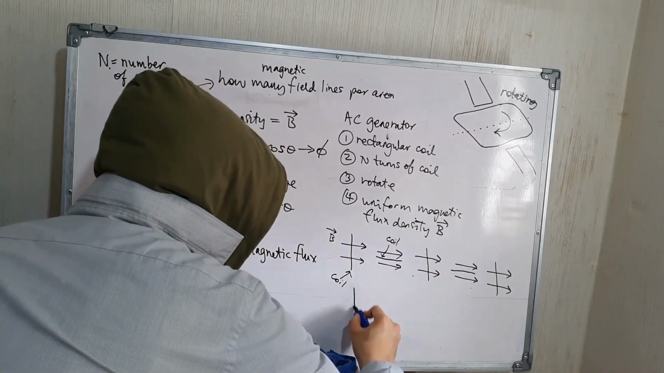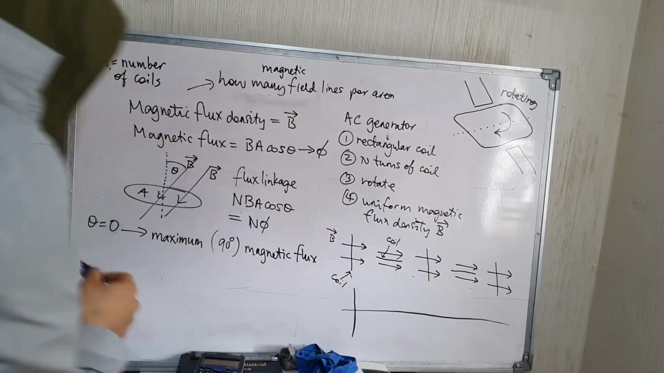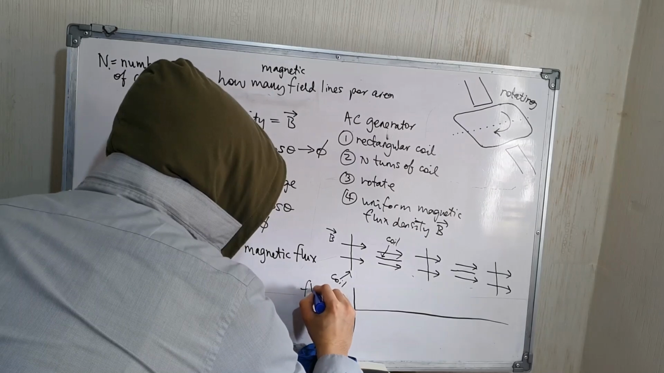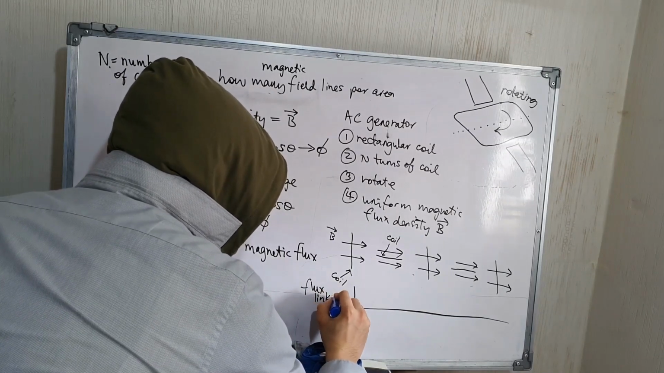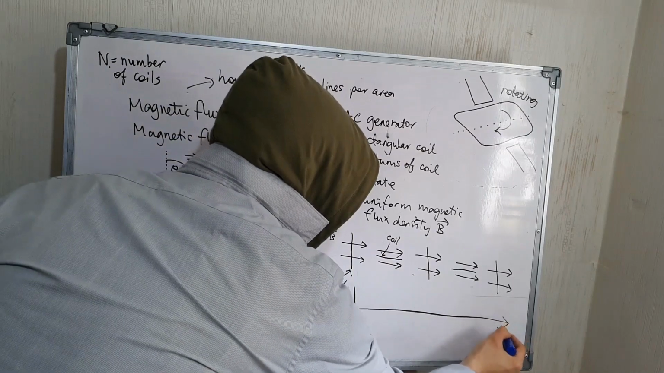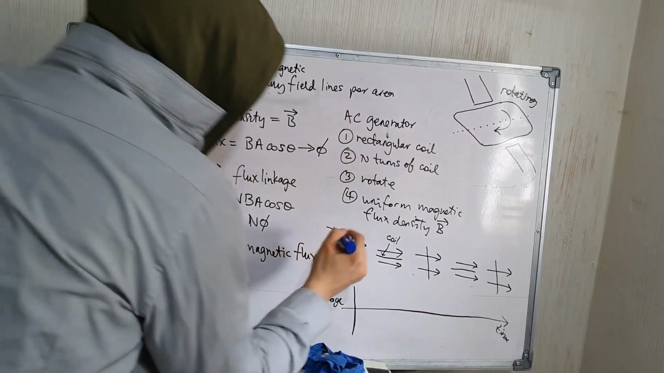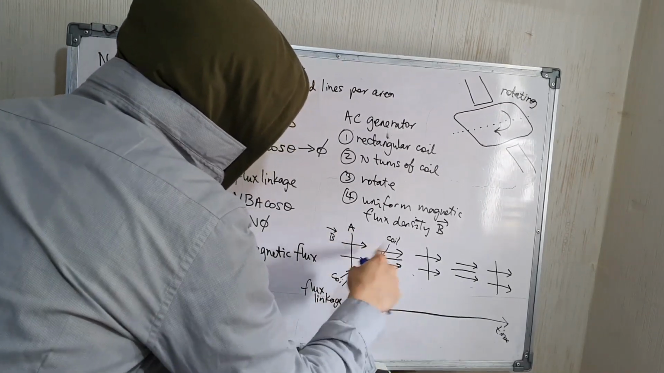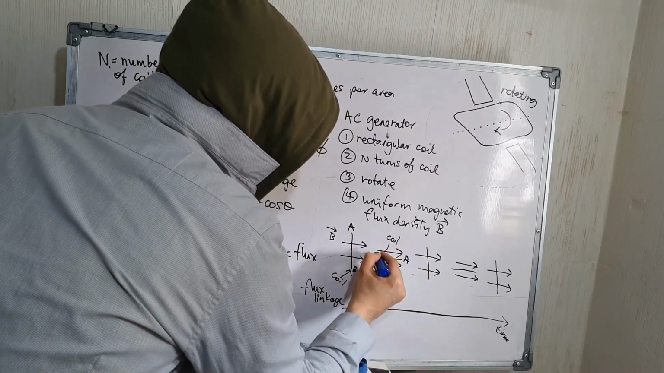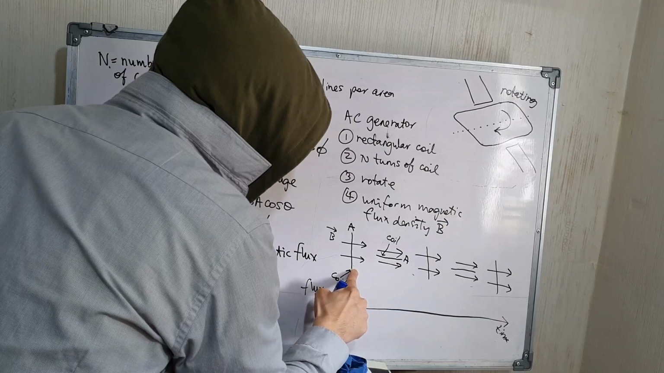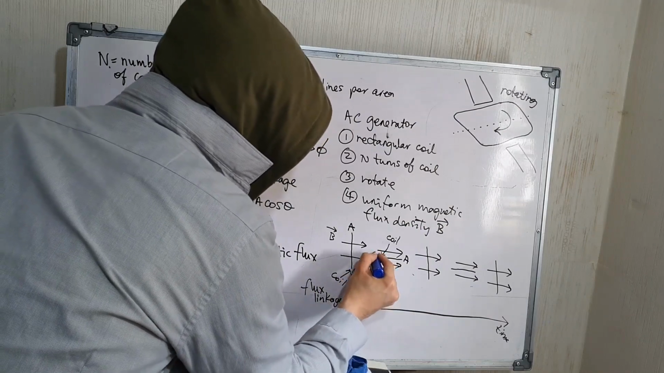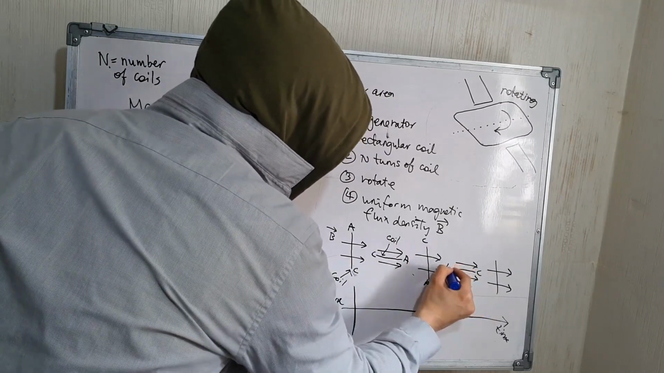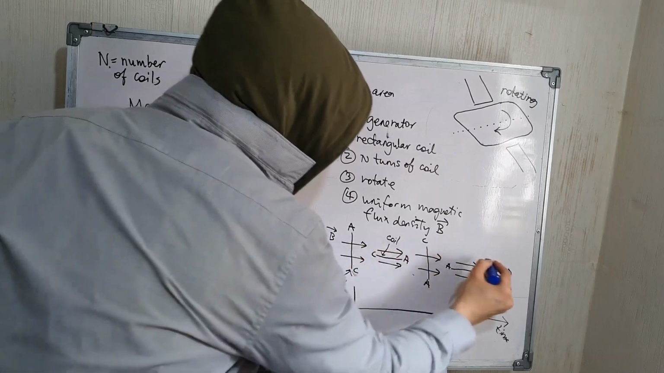Okay, so if we draw a graph here, on the y-axis you have flux linkage, and here you have time. Assuming it's rotating clockwise, let's label the sides A and C. That's A, that is C, that's A, and that goes back to the beginning. So that's A and that's C.